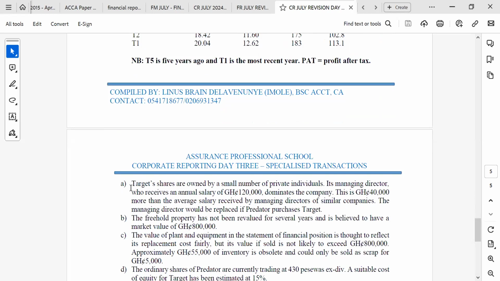Target shares are owned by a small number of private individuals. Each managing director receives an annual salary of 120,000 and dominates the company. This is 4,000 more than the average salary received by managing directors of similar companies. The managing director will be replaced if the predator purchases the target. What do you think they are trying to talk about over here?